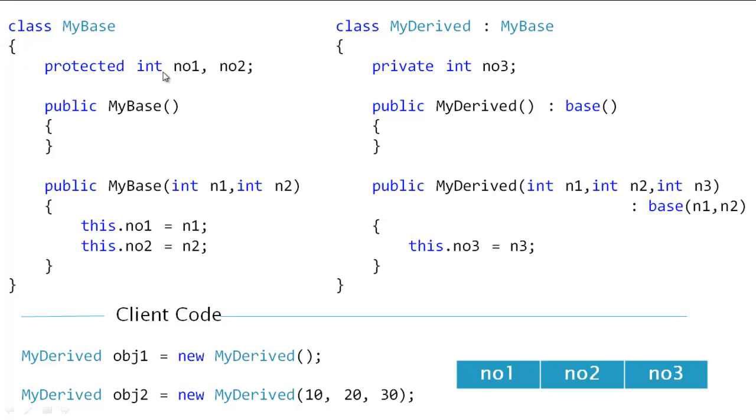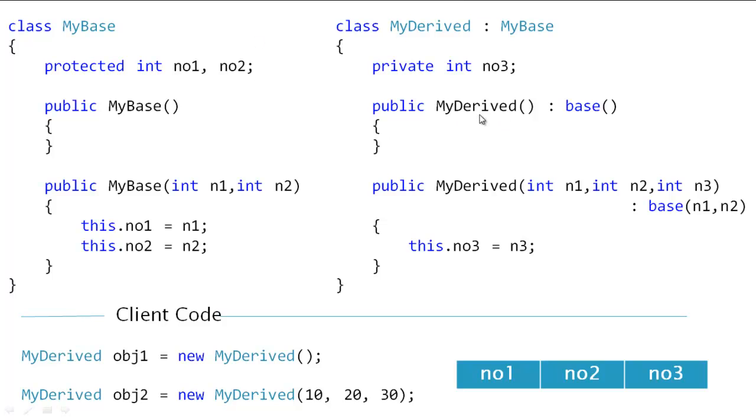In my base, we have two fields, number 1 and number 2, whereas in my derived class, we have one field, number 3. Now, in my base class, we have one default constructor and one parameterized constructor. The parameterized constructor has two parameters. In the derived class, again in the same way, we have a default constructor and a parameterized constructor.